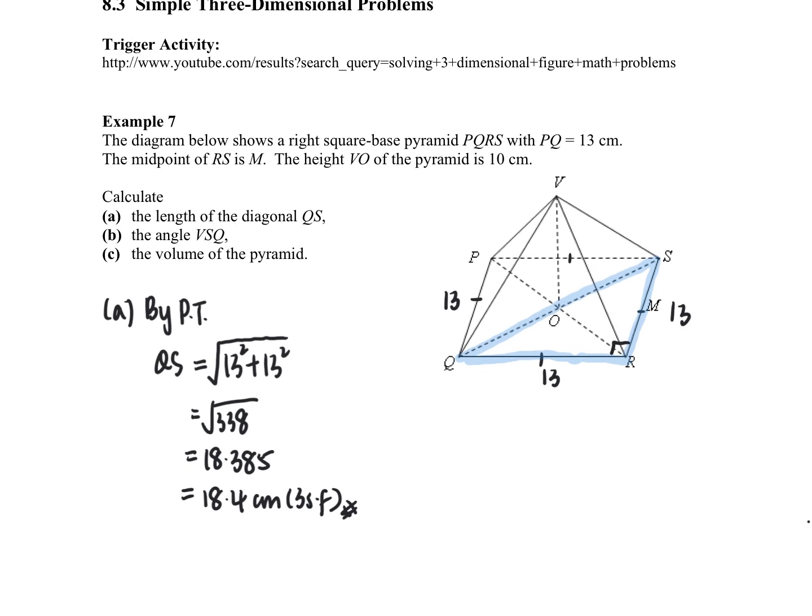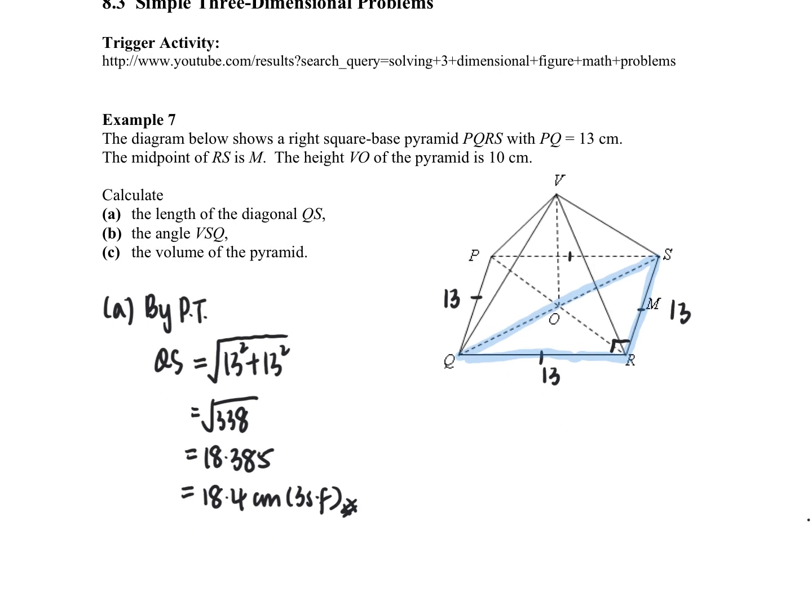Okay, next one, VSQ. So if we look at this triangle, okay, the green one, if you want to find one of the angles here, what you can do is you can use whatever property you can. So what do you think you will use to find this? We do know that VO is 10, this one.